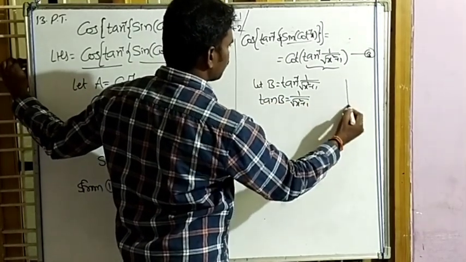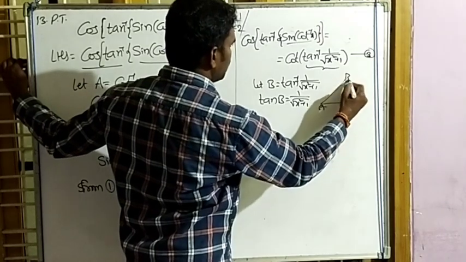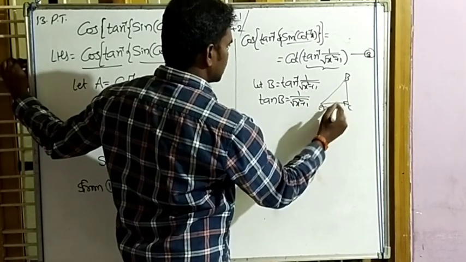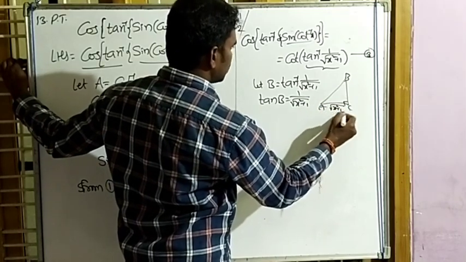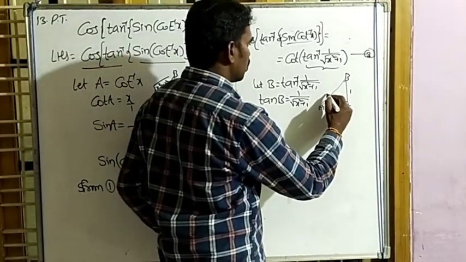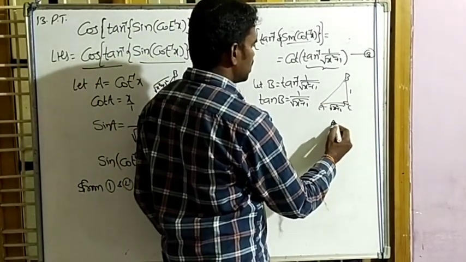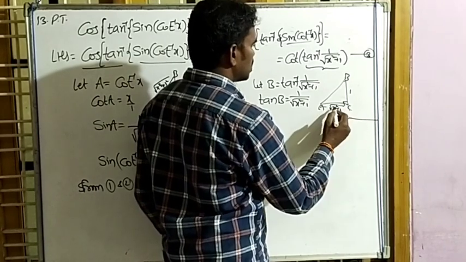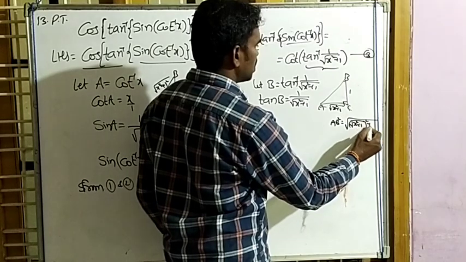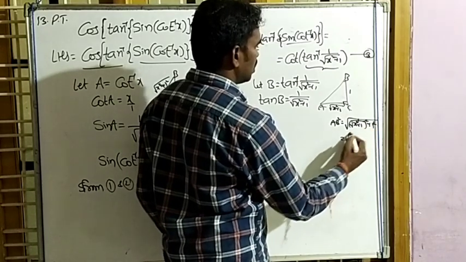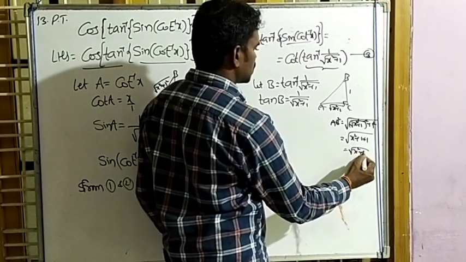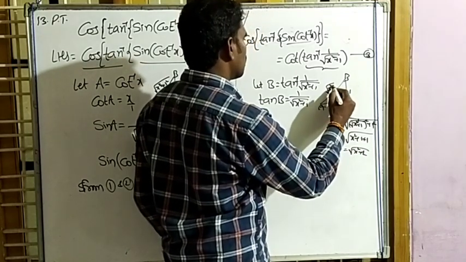Tan means, suppose a, b, c. So tan b means opposite by adjacent. So the adjacent is root x square plus 1, and opposite is 1. What about the hypotenuse? Hypotenuse equals root over side square plus side square, that is root over root x square plus 1 whole square plus 1 square. Square root cancels: x square plus 1 plus 1, so x square plus 2.